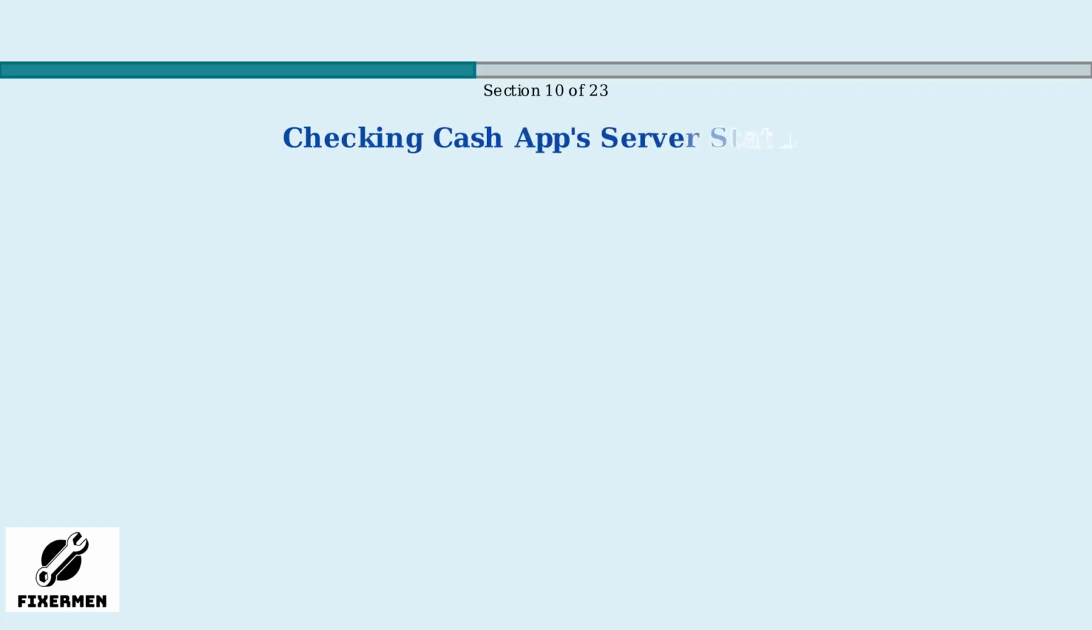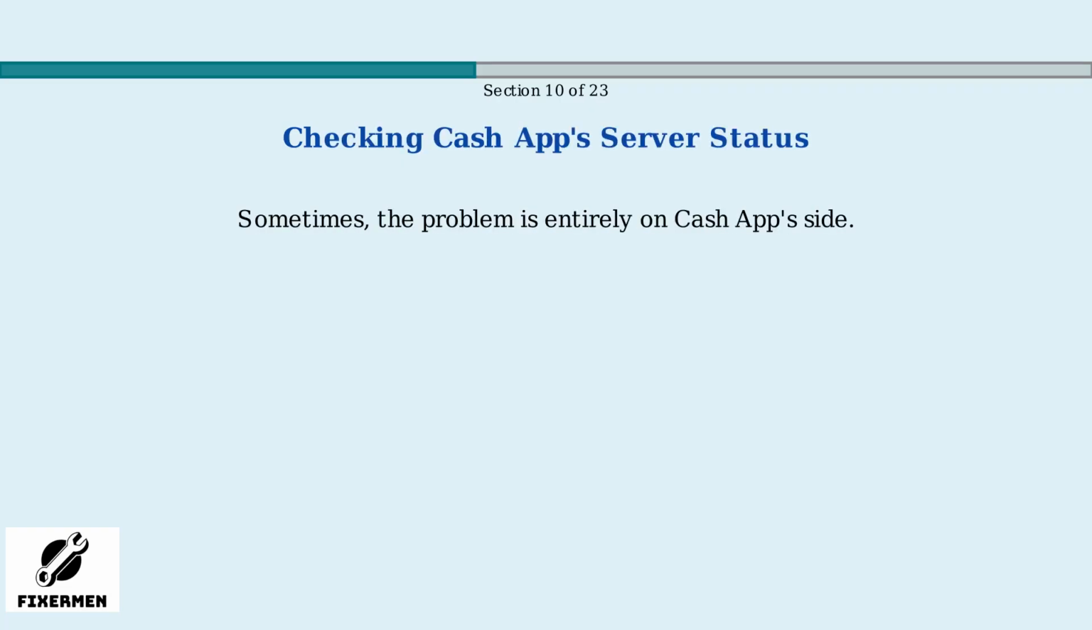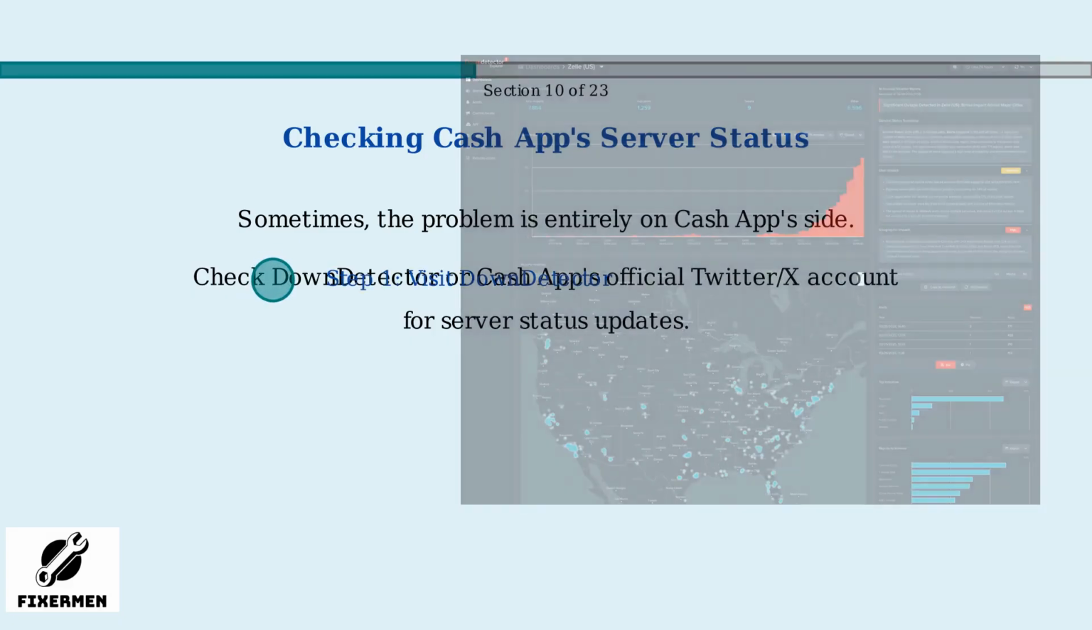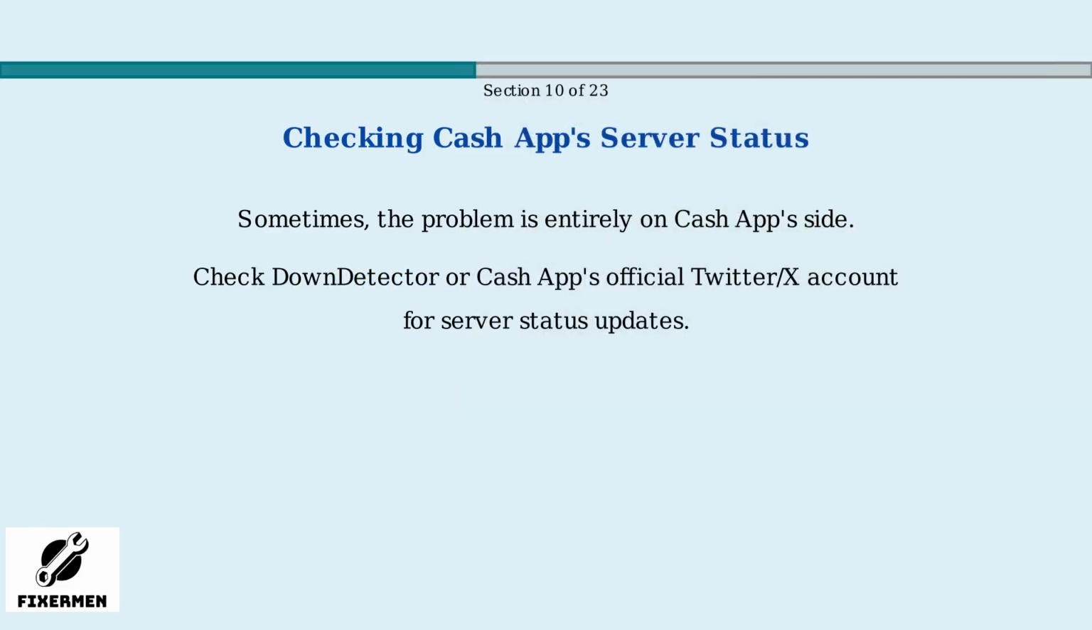Sometimes, the issue with Cash App Error 500 is entirely on the app's server side. In these cases, there's nothing you can do immediately to fix it from your end. Instead, check external sources for server status updates. The first place to check is Down Detector, a website that tracks outages and service disruptions in real time. Search for Cash App on their site to see if other users are reporting similar issues.